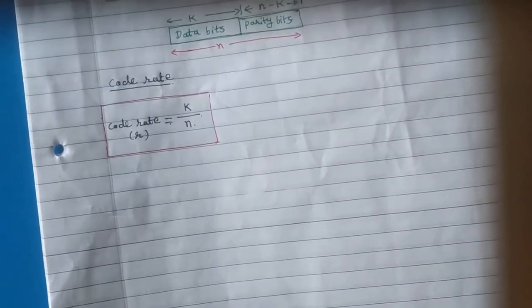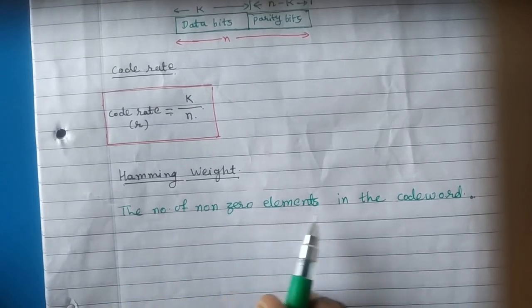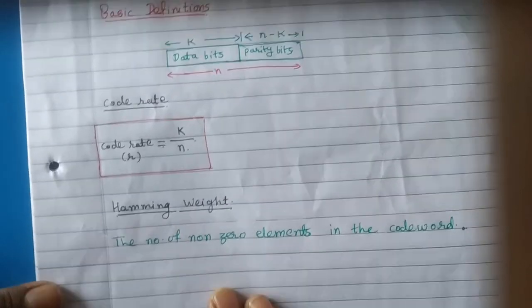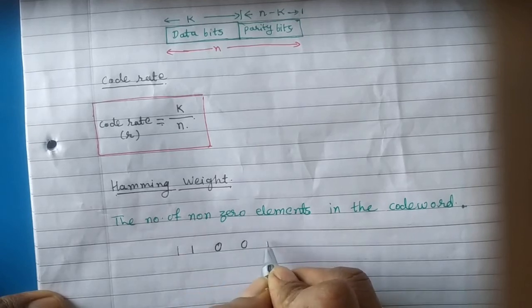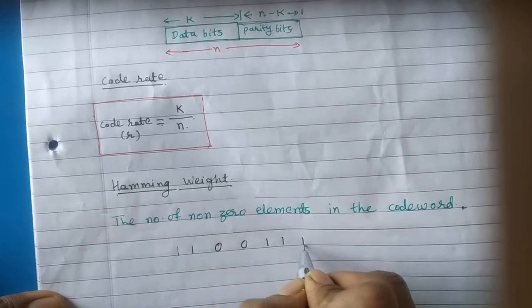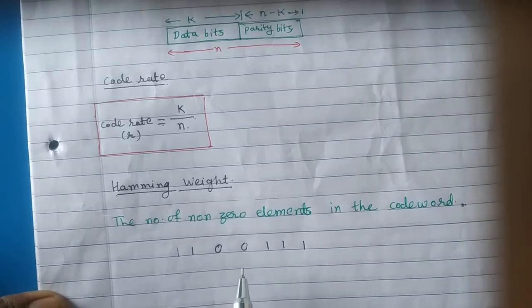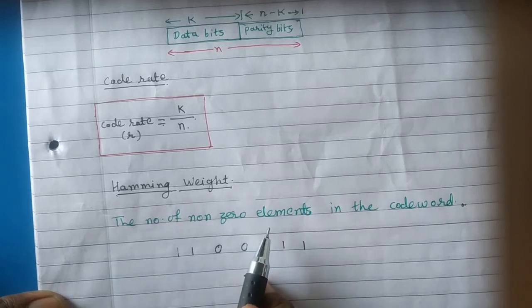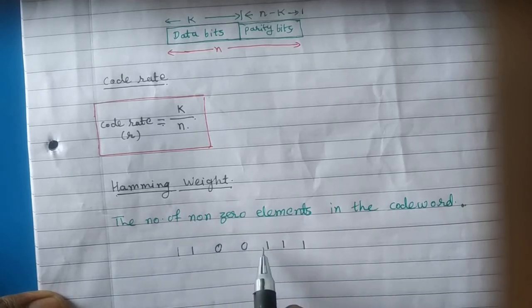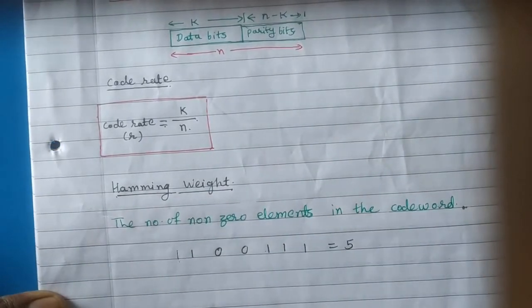Next is the Hamming weight of the code word. The Hamming weight of a code word is nothing but the number of non-zero elements in the code word. Now consider that our code word is 1 1 0 0 1 1 1. This is our code word, of 7 bits. If we have to calculate the Hamming weight of this code word, then it is the number of non-zero elements in the code word, and that is 1, 2, 3, 4, 5. So the Hamming weight of this code word is 5.